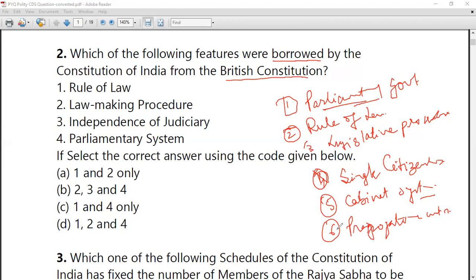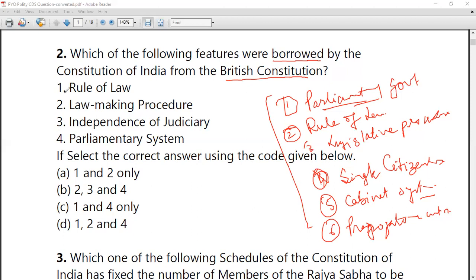Then comes prerogative writs. These writs are habeas corpus, mandamus, and quo warranto. These writs are given under Article 32 of the Indian Constitution. This is part of the fundamental rights. So where from did we take this? The British Constitution. By looking at these things we have taken from the British Constitution, you will easily be able to answer this question.